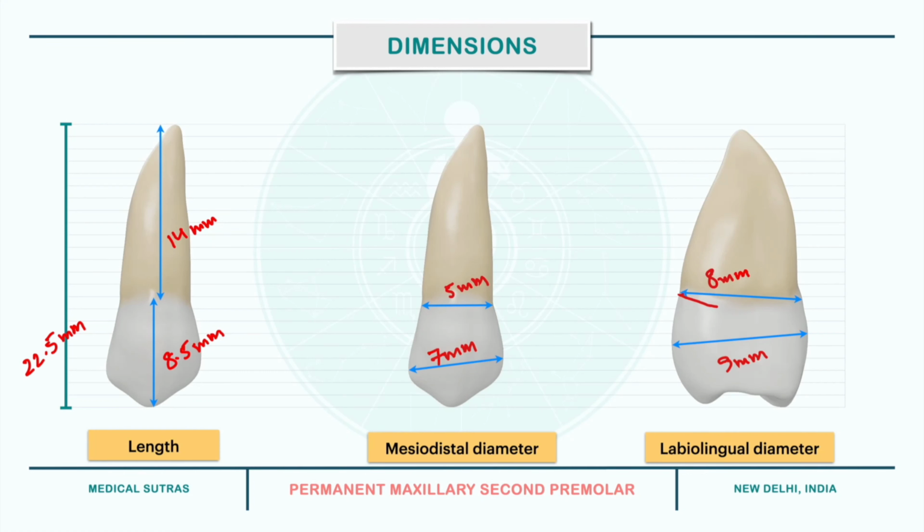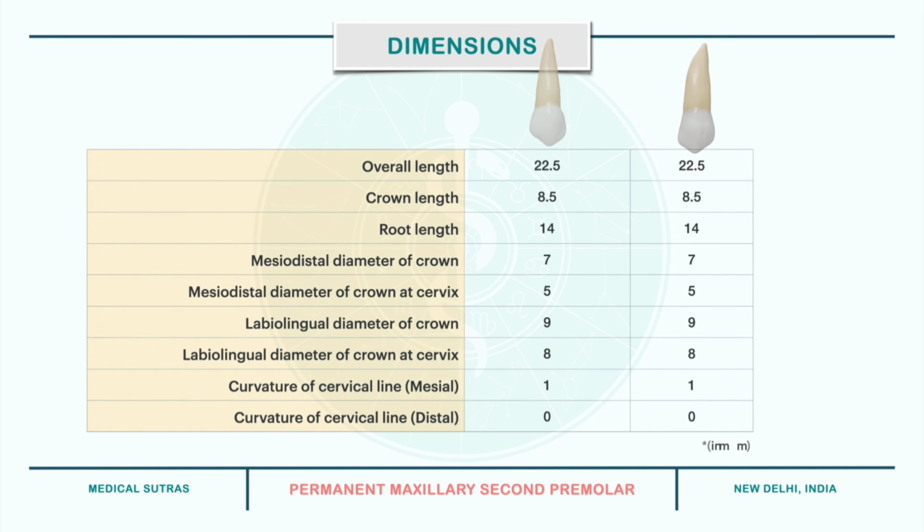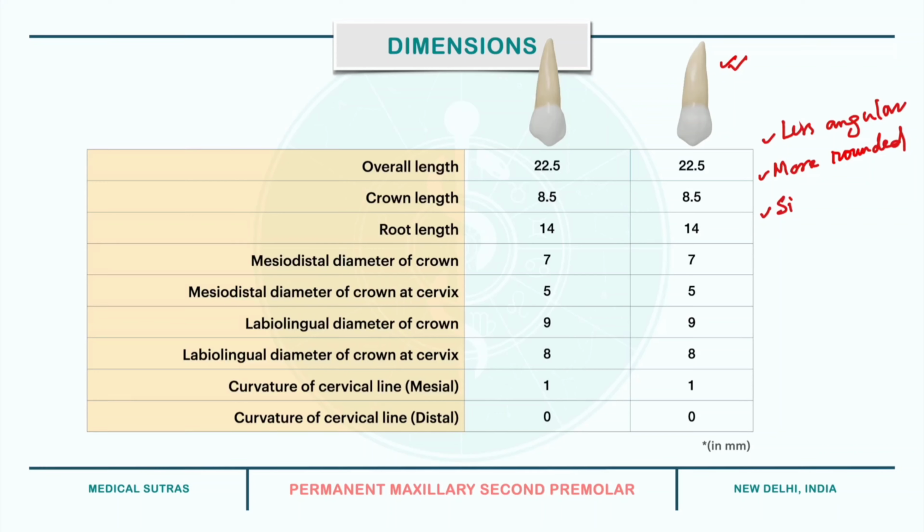Lastly, the curvature of the cervical line. It is around 1 mm on the mesial side and 0 mm on the distal side. If we compare the maxillary first premolar and maxillary second premolar, the average dimensions are almost identical, but the second premolar shows more variation in size. It is less angular in outline, has a more rounded appearance and presents a single root.